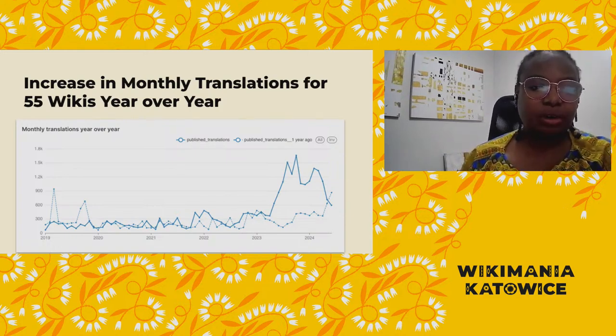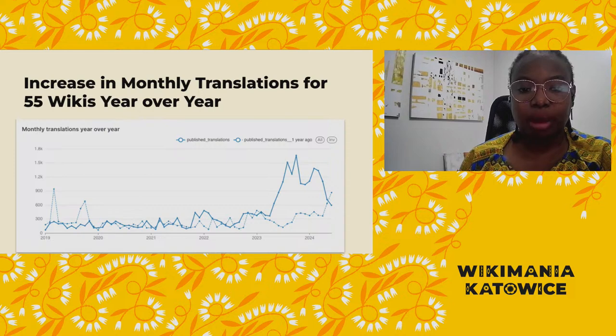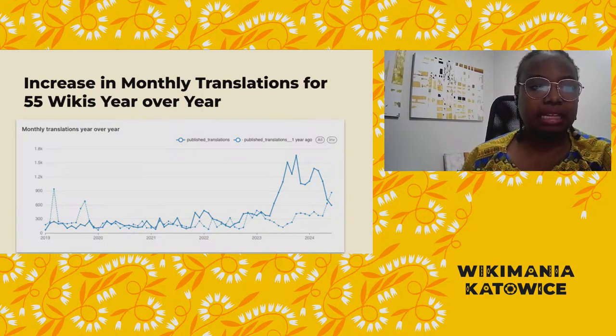With the integration of Mint for Translators, it yielded an increase in translation activities and a fast growth of content in Wikipedia, especially in those 55 languages where Mint provided machine translation for the first time. You can see in the graph the spike after Mint was enabled in these 55 wikis. And this is the outcome of enabling Mint in those wikis. Next slide, please.